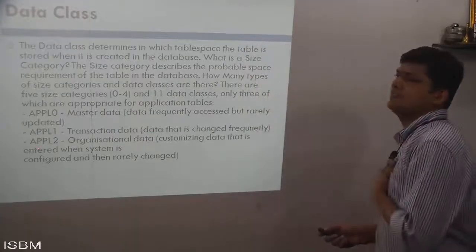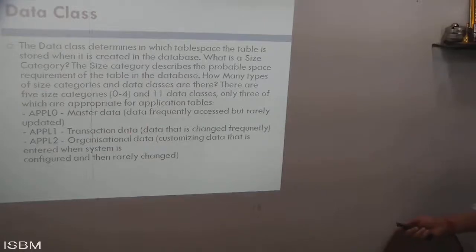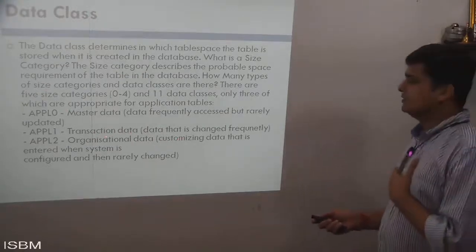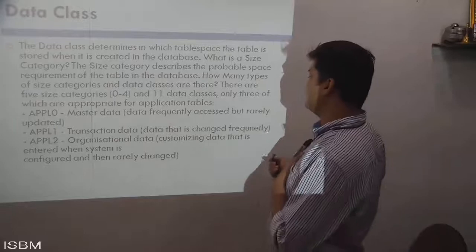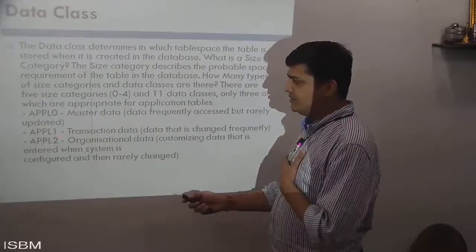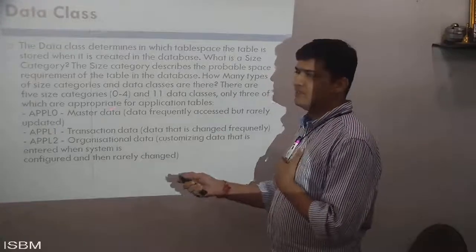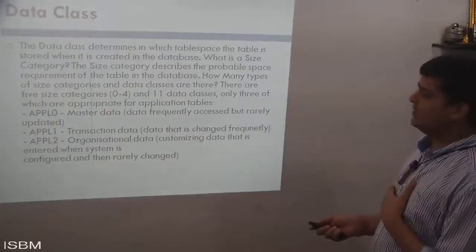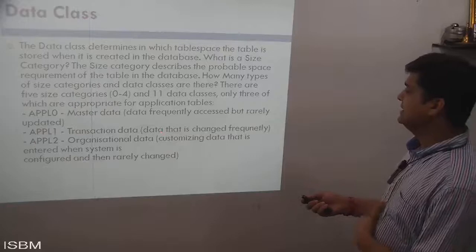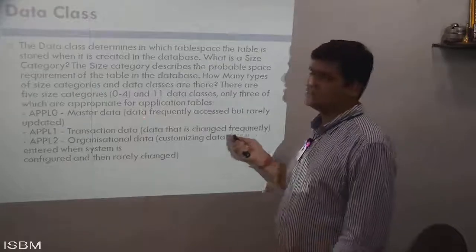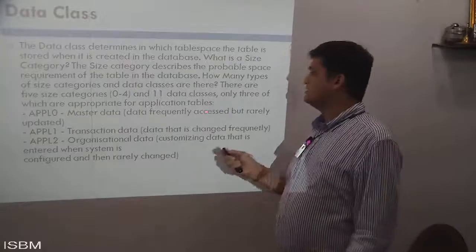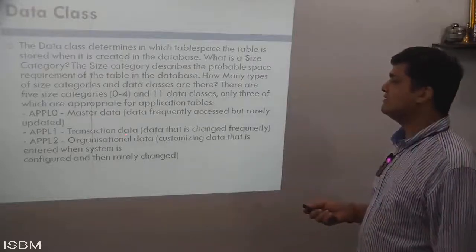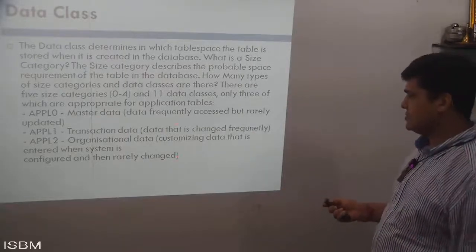Then APPL1 is basically transaction data. What is transaction data? Transaction data is data that is changed frequently. So the first one is master data, which is APPL0, frequently accessed but rarely updated, and the second one, APPL1, is transaction data, which is frequently changing.